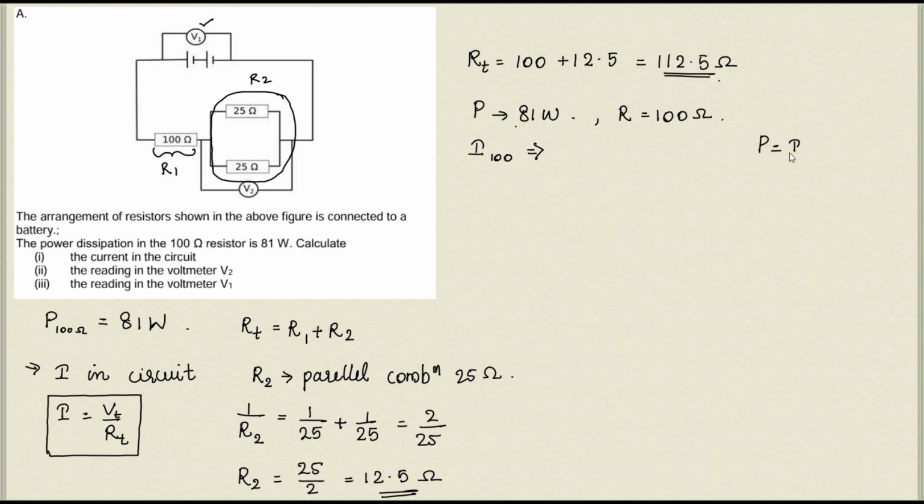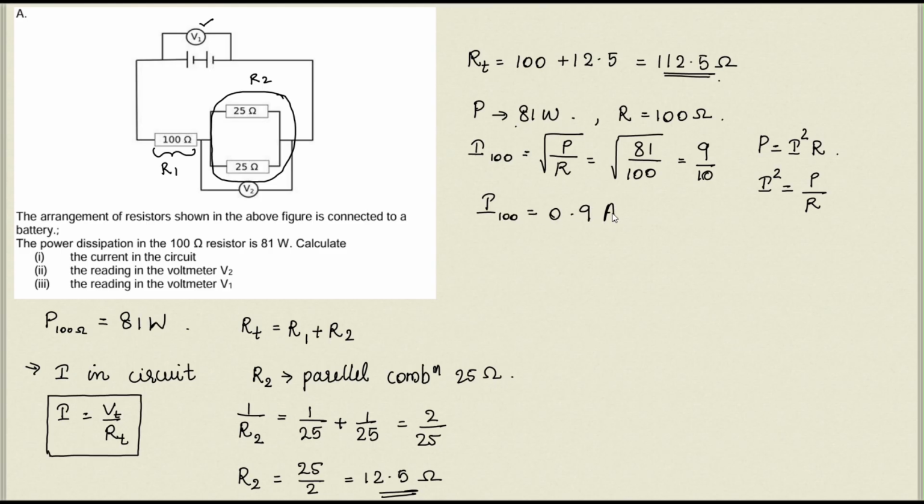P is equal to I square R, isn't it? So what is I square? I square is equal to P by R. So I is equal to under root P by R, that is equal to under root of 81 by 100. Now root 81 is 9, and root 100 is 10. So we get 9 by 10. That is, I through the 100 omega resistor is 0.9 ampere.